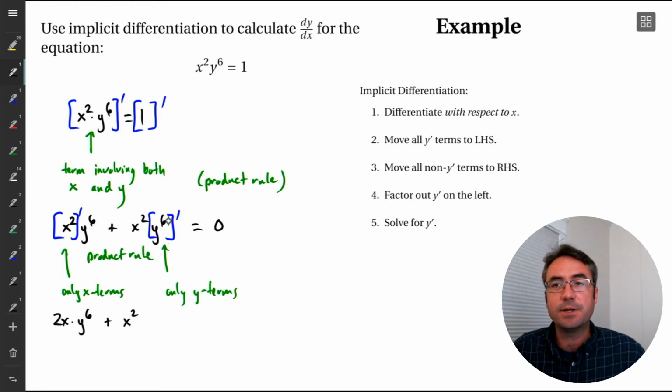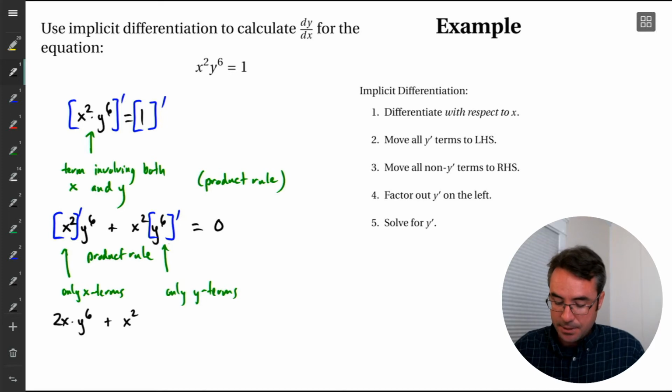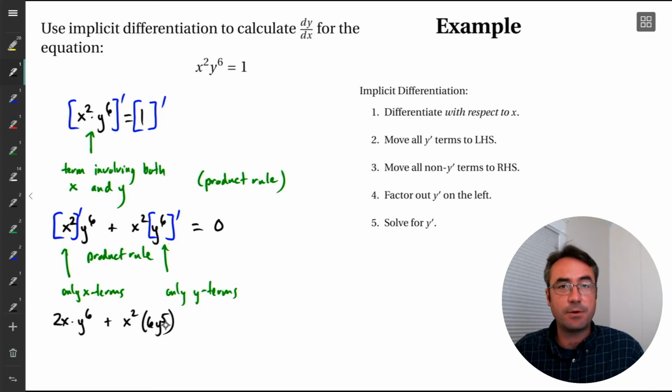And now we want to differentiate this y to the power 6. So again, we're using implicit differentiation. We're viewing y as a function of x. So we're going to start by differentiating that y term just like usual. So 6 y to the power 5. But then we differentiated a y term here, so we multiply by y prime.